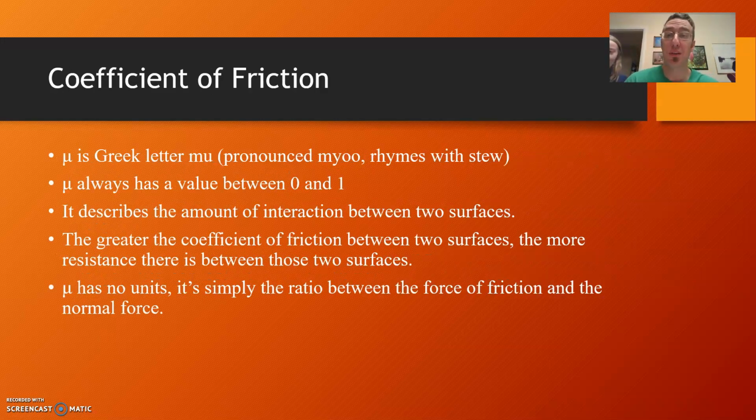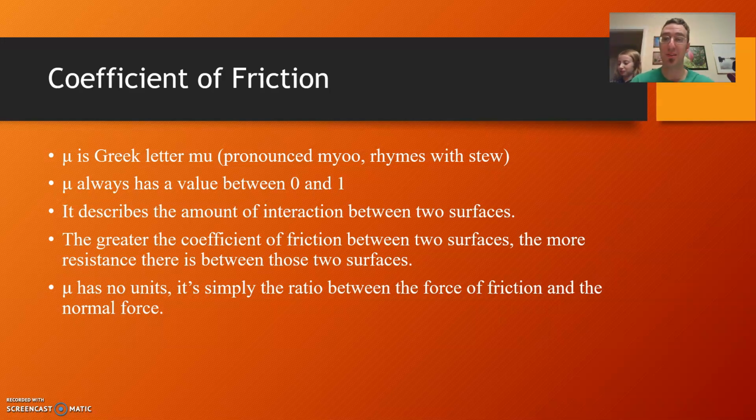So mu is the Greek letter I mentioned earlier. It's pronounced mu, like M-Y-O-O, like it rhymes with stew. It always has a value between 0 and 1. It'll always be a decimal. It describes the amount of interaction between the two surfaces. The greater this coefficient, the more resistance there is between the surfaces.